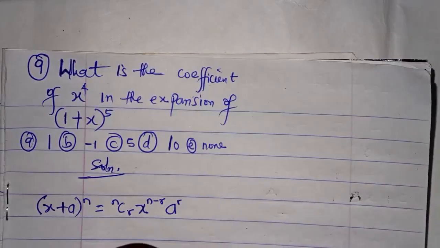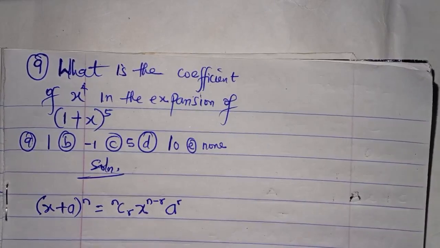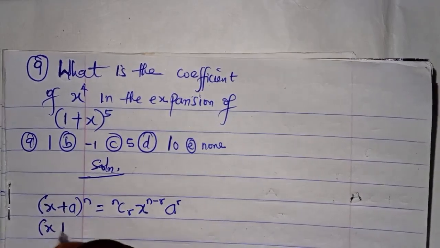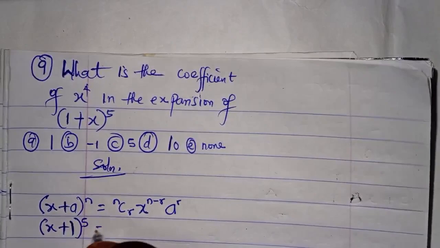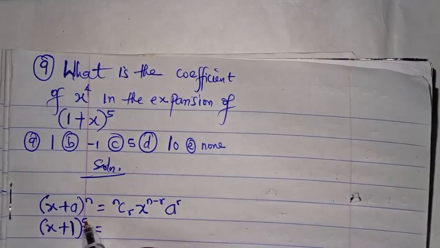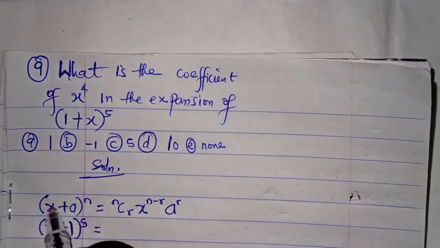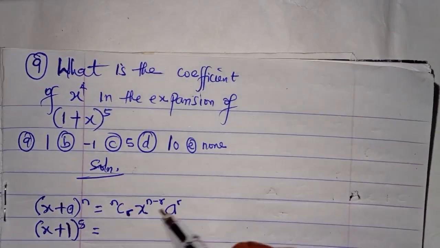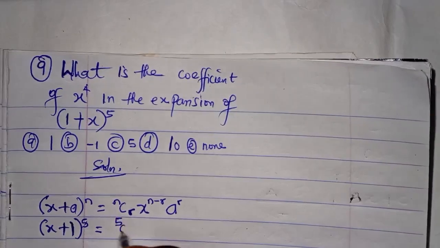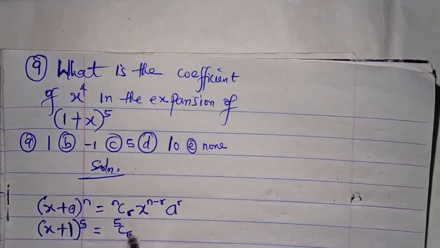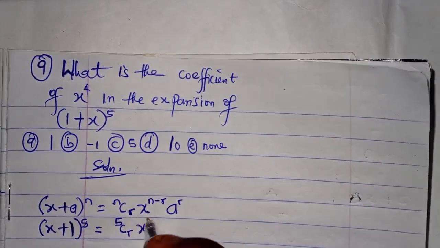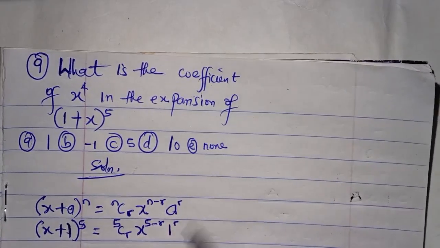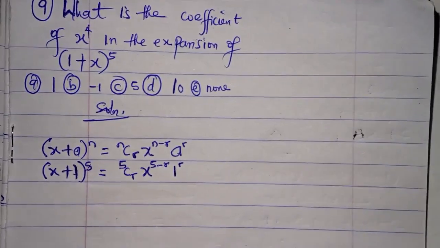We are looking for the coefficient of x raised to the power of 4 here. Now, this binomial 1 plus x to the power of 5 can be written as x plus 1 to the power of 5 also. So, n here is 5, x is x, a is 1, but rho is missing. So, this will be 5 combination rho. Of course, we don't know what rho is. Into x to the power of 5 minus rho, a is 1 to the power of rho. So let's first of all determine what rho is.